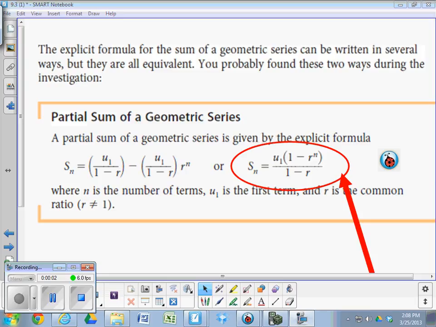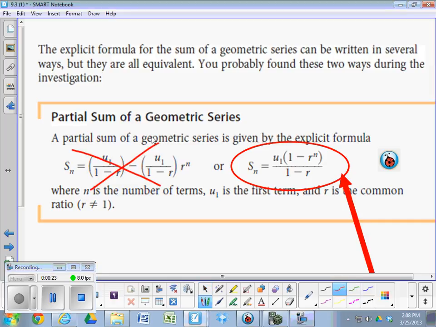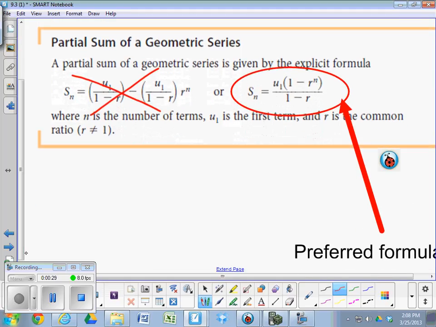This is your notes video for section 9.3. What I want you to do first is turn to the very front of the Unit 9 white packet and fill in this formula that I circled in red for partial sum geometric. You don't have to write the other one down at all. The one that you see here is not widely used at all. They are equivalent, but the one that I circled is more popular. You can see it says preferred formula.